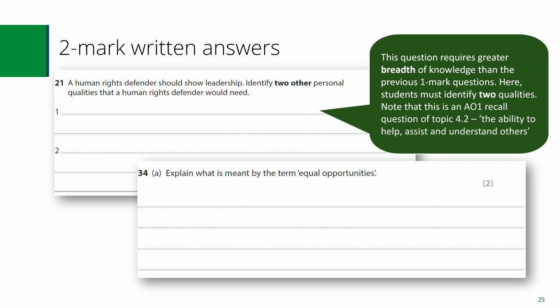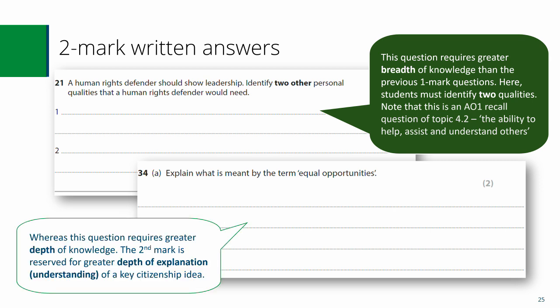But there's another type of question where there are 2 marks for development of a single idea. As with this question, explain what's meant by the term equal opportunities. There are now 2 marks available and 4 lines. This sends a signal that the person marking it is hoping to see some development, not just a simple 1-sentence, 1-line answer, but a little bit more about this key citizenship concept.